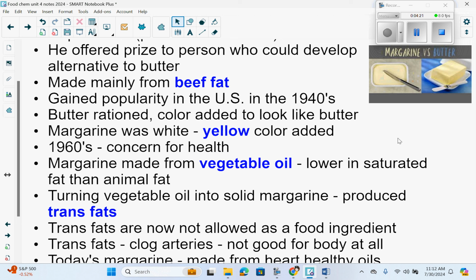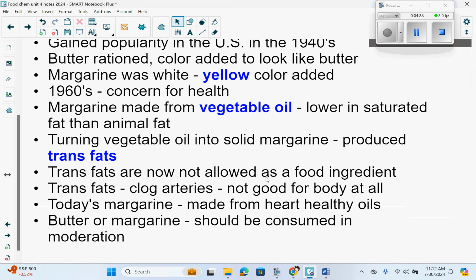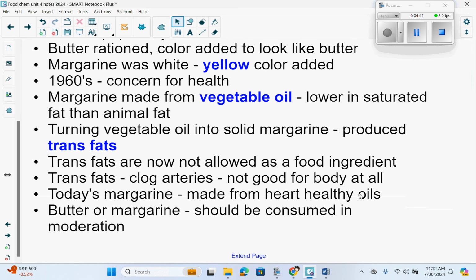Now in the 1960s, there was a concern for health with adding too much fat in the diet. So margarine was made from vegetable oil, which is lower in saturated fat than animal fat. So vegetable oil will be from a plant. Turning vegetable oil into solid margarine, however, produced trans fats. That process created a trans fat. Trans fats are now not allowed as a food ingredient because these can clog arteries, and they're just not good for the body at all. There's nothing good about them. Today's margarine is made from heart-healthy oils. And again, butter or margarine should be consumed in moderation.